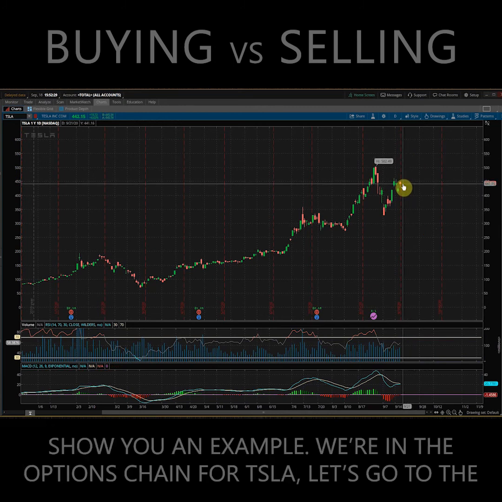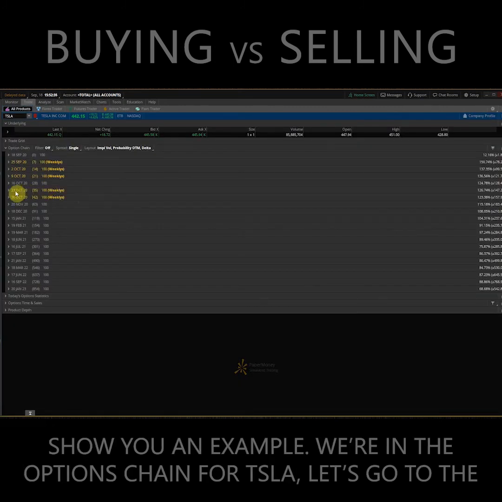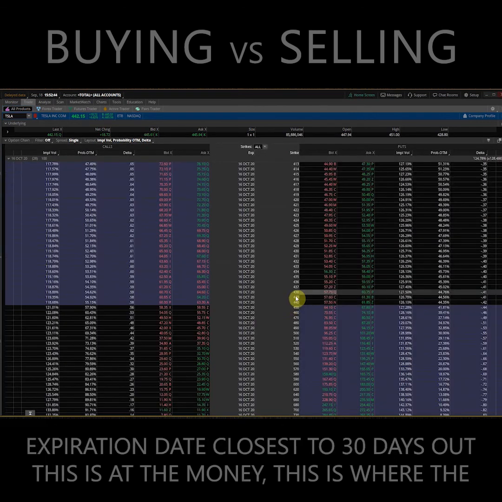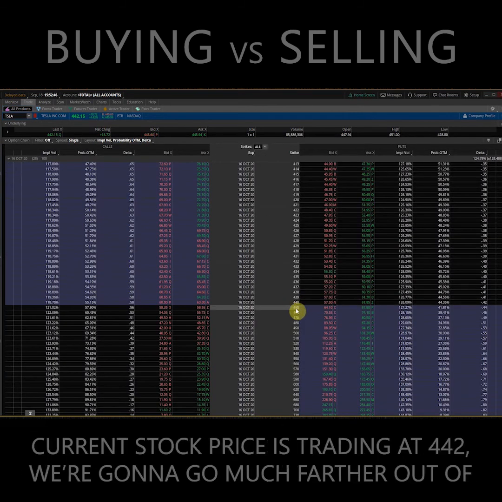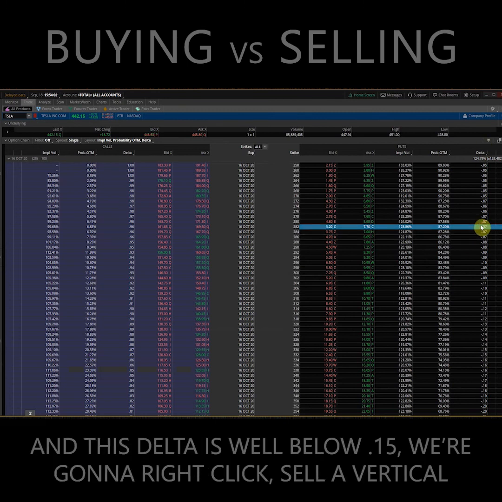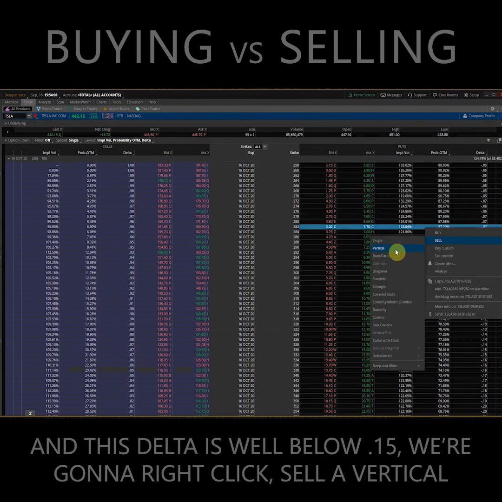Let me show you an example. We're in the options chain for Tesla. Let's go to the expiration date closest to 30 days out. This is at the money. This is where the current stock price is trading at 442. We're going to go much farther out of the money. We're going to come up here to where the probability out of the money column is over 85%, and this delta is well below 1.5. We're going to right click, sell a vertical.